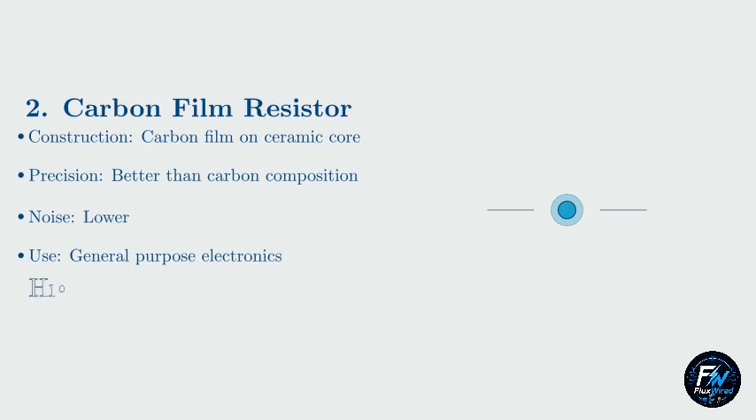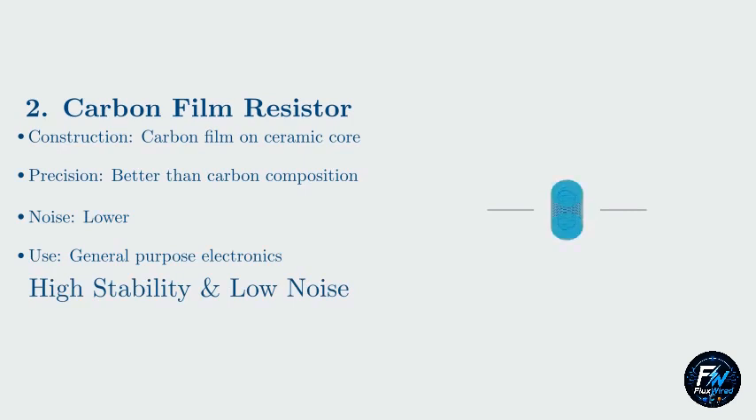Because the carbon layer is so thin and the manufacturing process is more controlled, these are significantly more accurate and stable than carbon composition resistors. They also generate less electrical hiss or noise. Take a look at the color of the body. While carbon composition is often tan, many modern carbon film resistors use a light blue or beige coating. They are the workhorses of general electronics, found in everything from toys to simple household appliances.